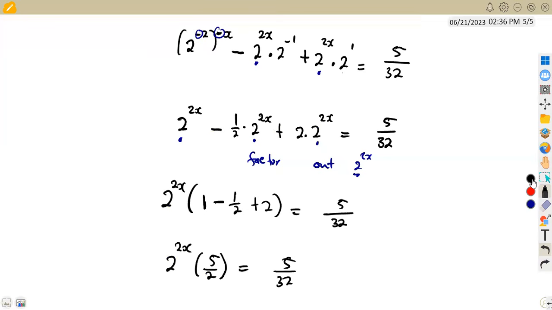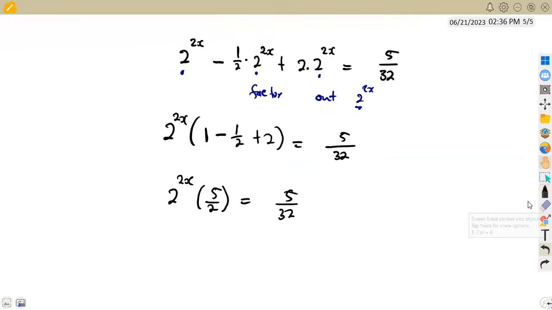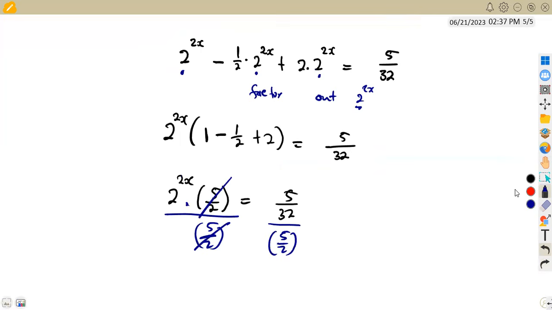A bracket is the same as multiplication. So if you are given a bracket, it simply means you are multiplying. So if we are multiplying, it means we can divide by that bracket of 5 over 2 both sides. Thus, we are going to remain with 2 to the exponent of 2x on the left-hand side. And from the right-hand side, we simplify 5 over 32 divided by 5 over 2 on the calculator.